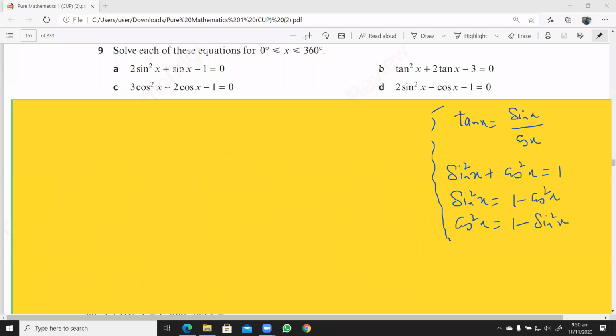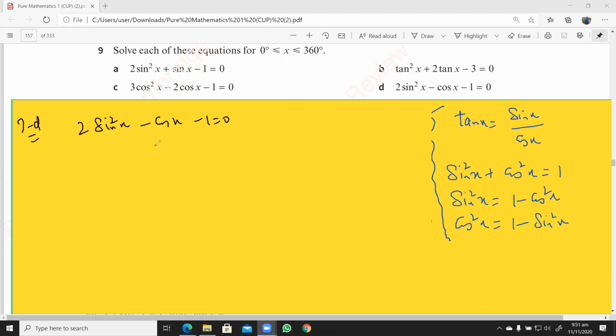So now let's do this C part, okay? Now this is 3 cos square x. Oh, again, this is where I should be doing the D part. I should be doing the D part, okay? The D part. Because there's already cos in it in the C part, there's nothing new, okay? So I should be doing the D part. 9D. So we have 2 sine square x minus cos x minus 1 equal to 0, okay?